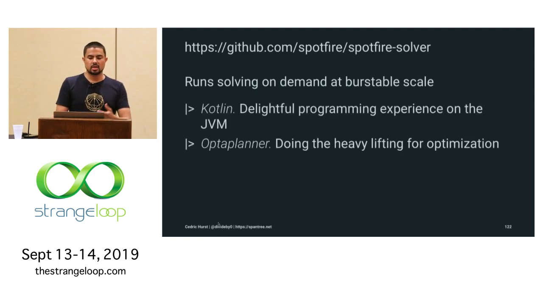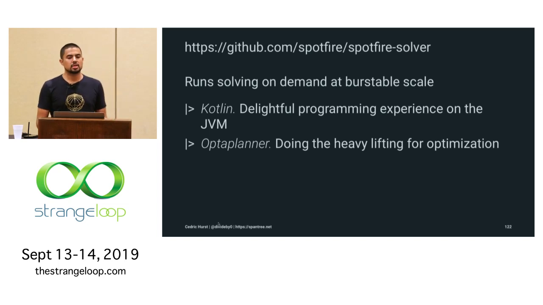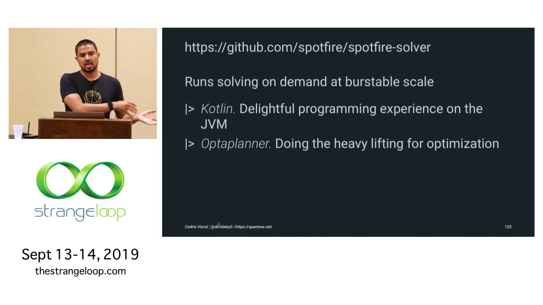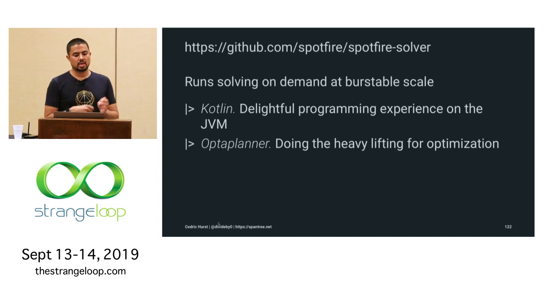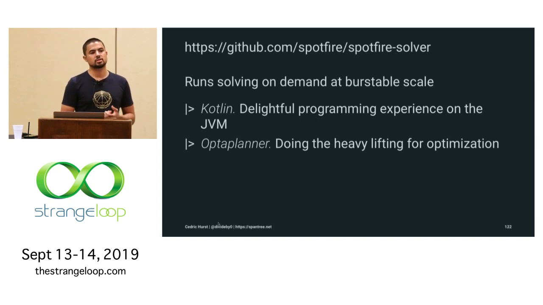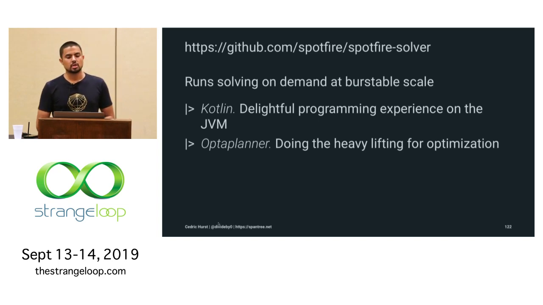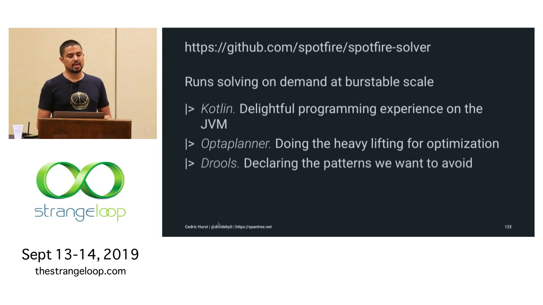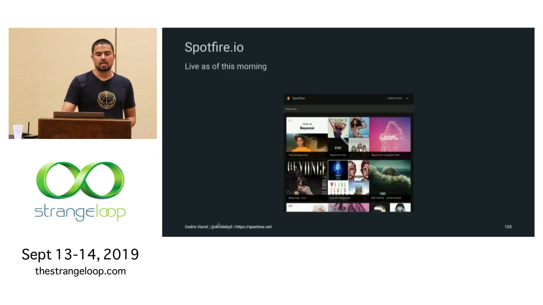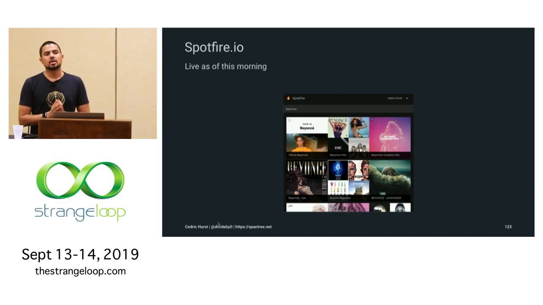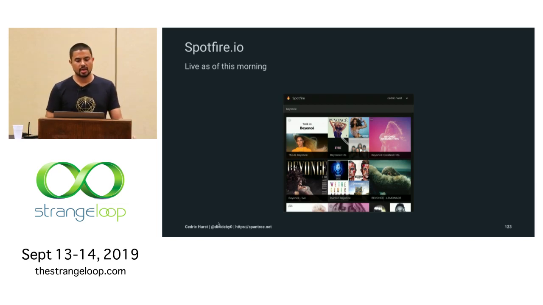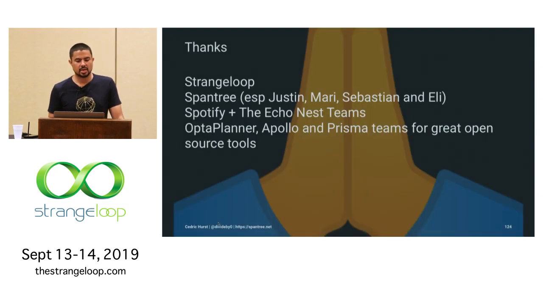And on the back end for the solver, we're running this in AWS Lambda, so we're dispatching from the API to a Lambda so that each optimization process gets its own discrete set of resources. For that, we're using Kotlin, OptaPlanner, JOOQ, and AWS Lambda. And this system is live as of this morning. There are some bugs that I'll be squashing this afternoon, but feel free to check it out.